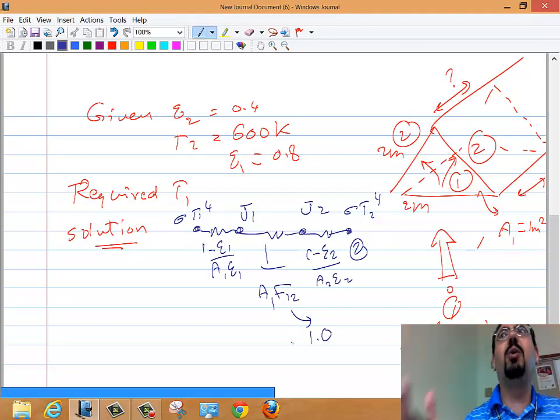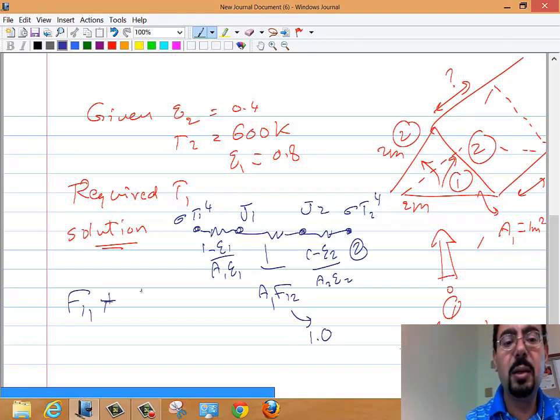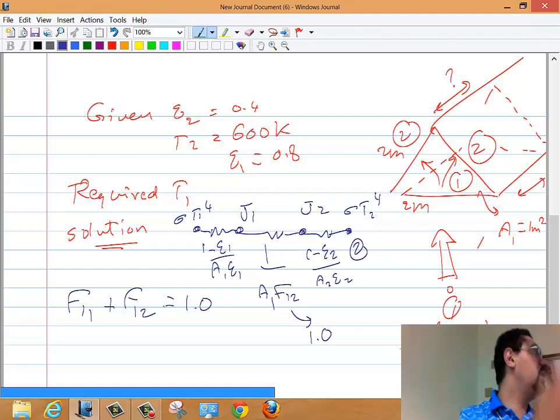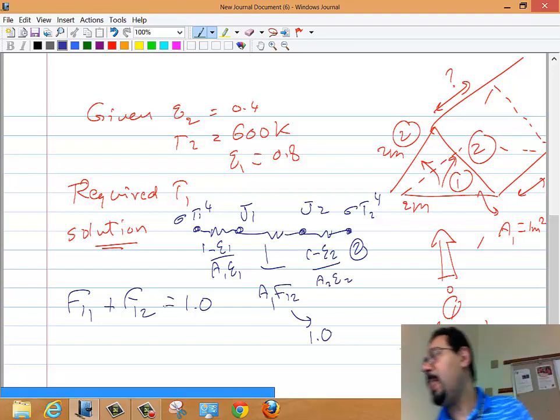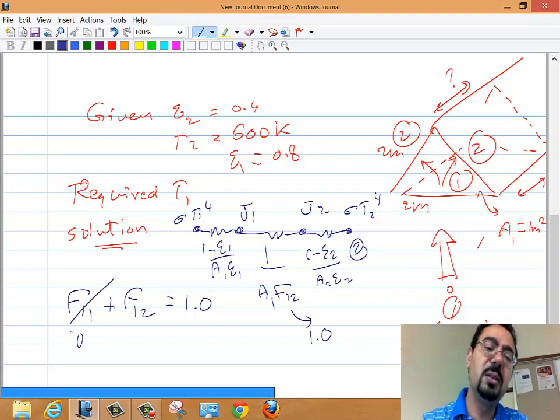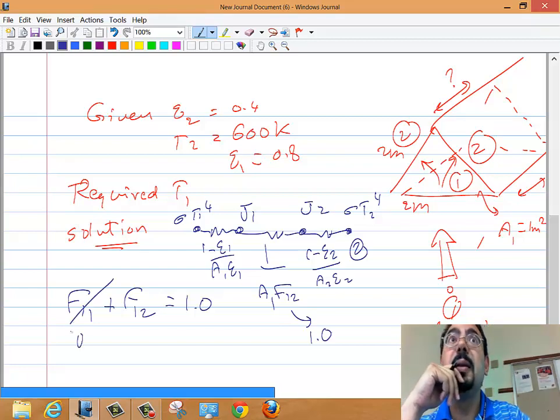In this world where the world is only 1 and 2, there is only F11 plus F12. If there was a third surface, it would have been F11 plus F12 plus F13 would be equal to 1. But in this world, whatever leaves 1 can either go to 1 or can go to 2. And of course F11 is 0.